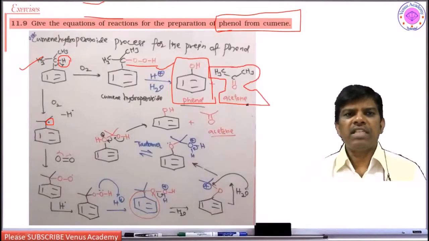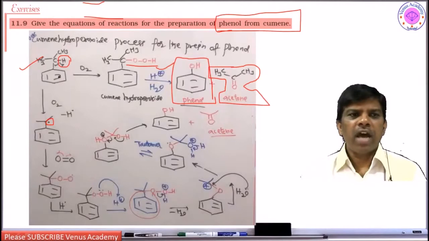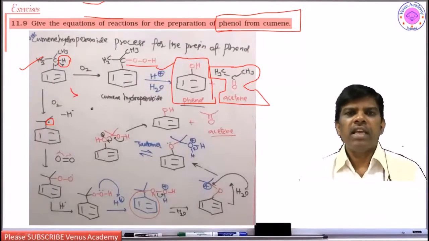Yes, ketone. This is ketone. So what is the mechanism? The first step is the cumene undergoes aerial oxidation by homolysis of this C-H bond. Homolysis means homolytic cleavage takes place. This homolysis has to be written with half fish hook. So it is going to form two free radicals. This is hydrogen free radical and cumene free radical.